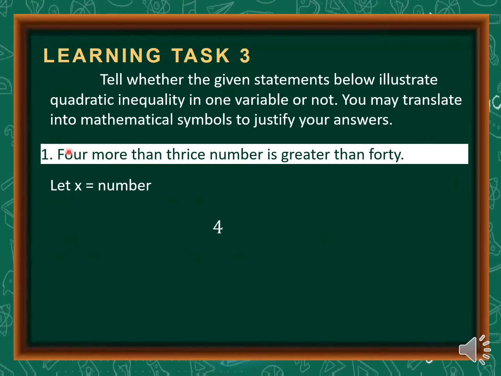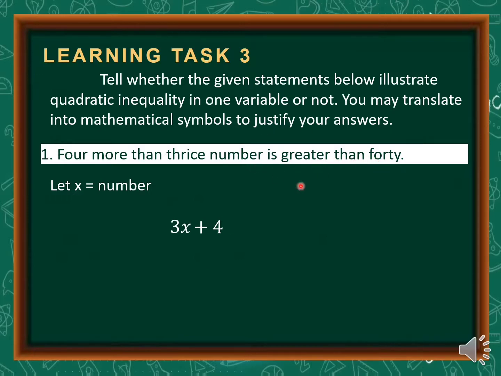4 more than thrice a number. More than means addition. Ano ang operation? Addition. 4 more than, pabalik tayo. 4 more than thrice a number. Titriplihin daw yung x. So that is 3x. Is greater than 40.